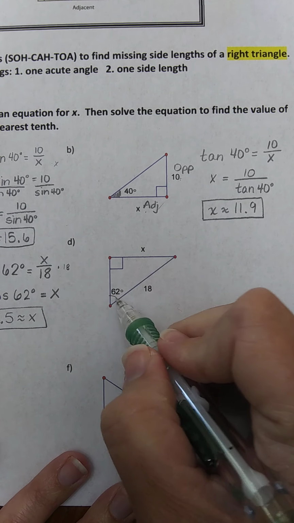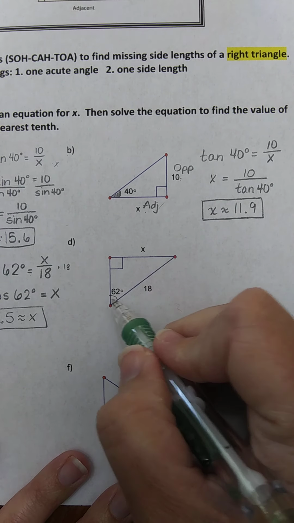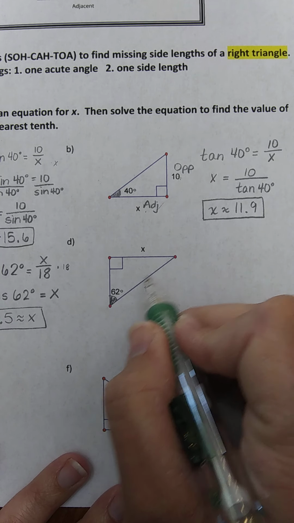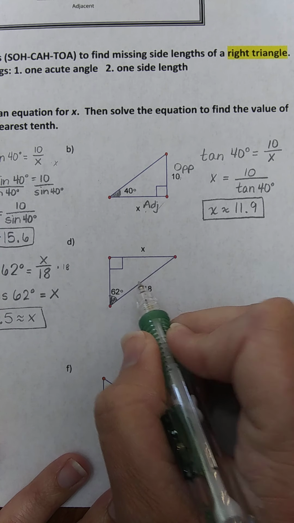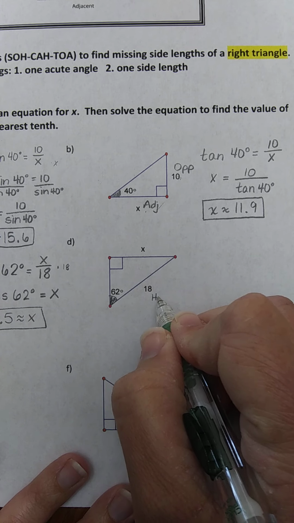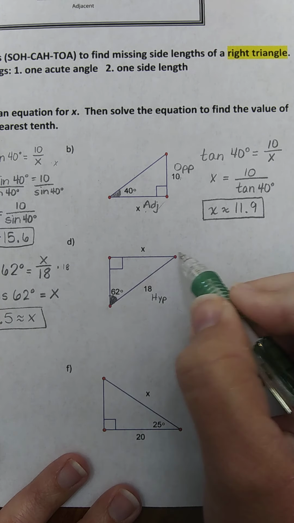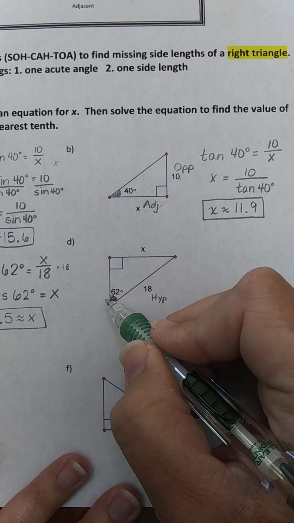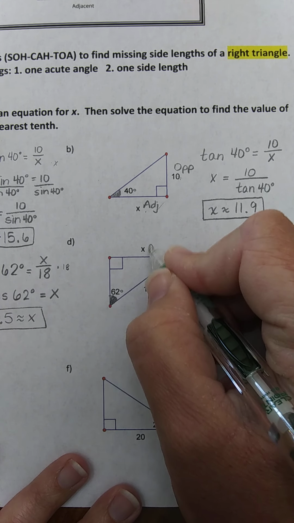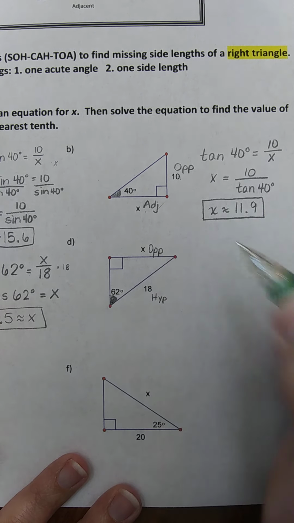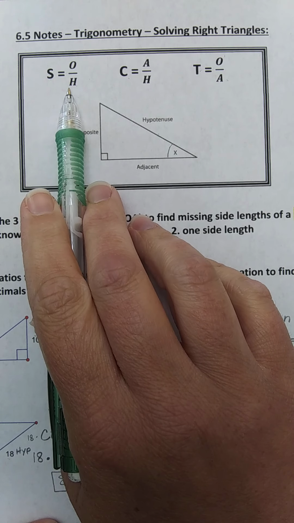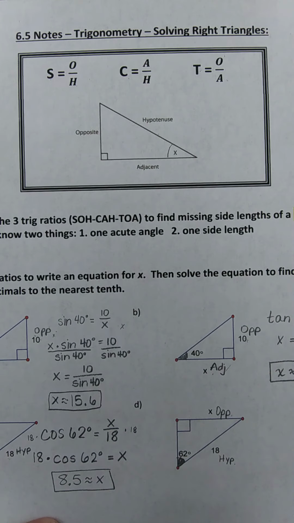And same triangle, 62 degrees, 18, but now our x is up here. So the 18 is still the hypotenuse. It's still the one that's across from the 90-degree angle. But now 62 doesn't touch where x is. This is the adjacent, remember, touching. The one that doesn't touch is our opposite. So which trig uses opposite and hypotenuse? So if we go back up to our little box, opposite and hypotenuse is right here, so we want to use sine for our equation.